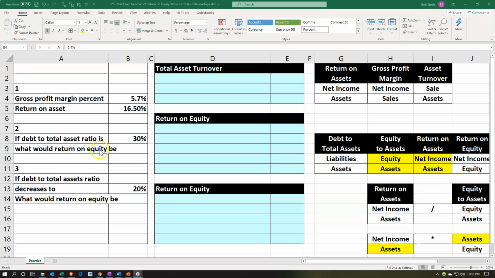Here we are in Excel. We have the information on the left-hand side. We're going to put that into the blue area in our worksheet on the right-hand side. We're going to start off with the gross profit margin percent and the return on assets, and we're going to use those to calculate the total asset turnover.